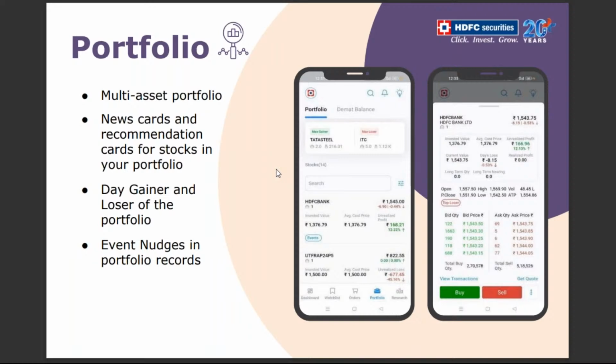This portfolio page will show all kinds of asset classes, whether you've invested in equity, mutual funds, life insurance or whichever. Majorly the mutual funds and equity will be shown here, and in the second column you can see the demat balance also. In the portfolio you can see the stocks which you purchased today or previously, and you can see the performance of the particular stock.